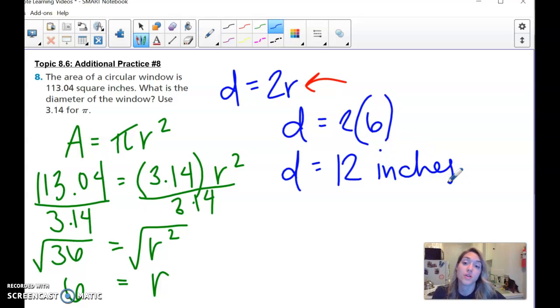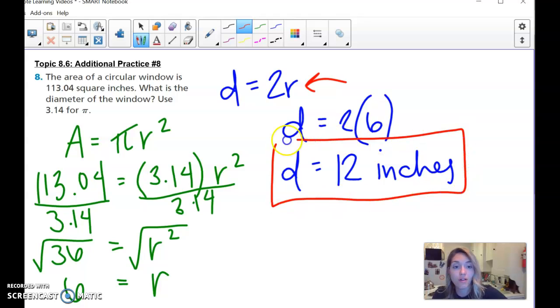So it says the area of a circular window is 113.04 square inches, and if that's true, then the diameter of the window is 12 inches.